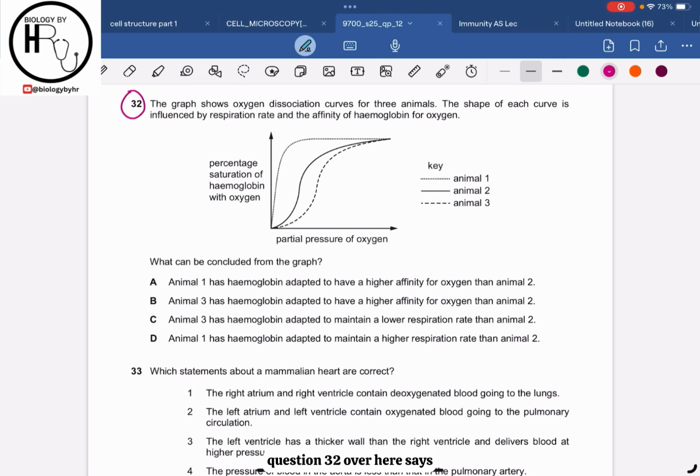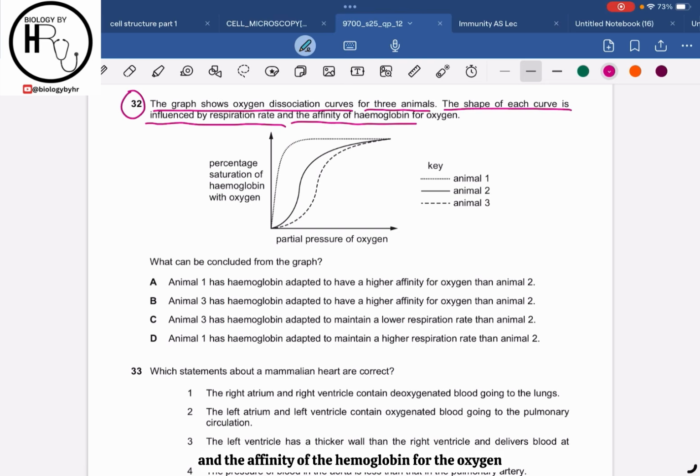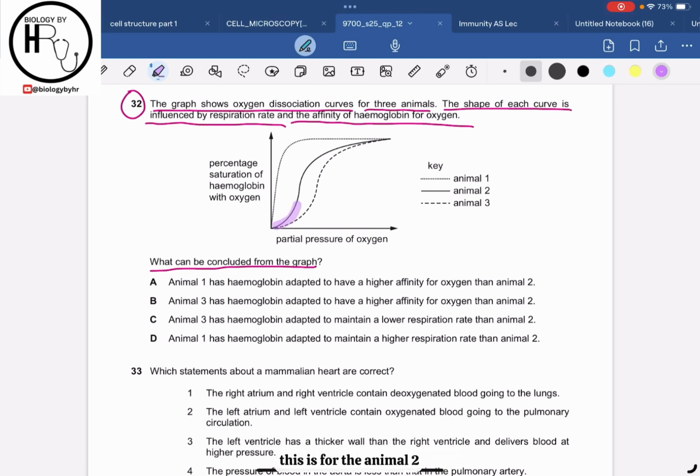Question 32 says that the graph shows the oxygen hemoglobin dissociation curve for the three animals, animal 1, animal 2 and animal 3. It further says that the shape of each curve is influenced by respiration rate and the affinity of the hemoglobin for the oxygen. What can be concluded from the graph? So if I talk about the graph over here, this is for animal 2, this is for animal 1 and this is for animal 3.